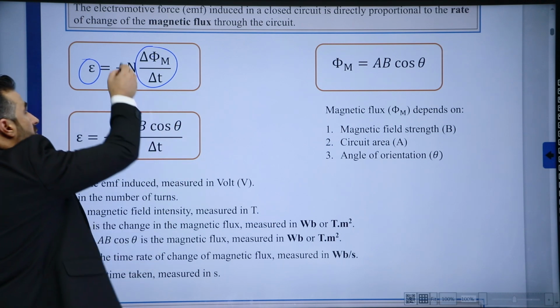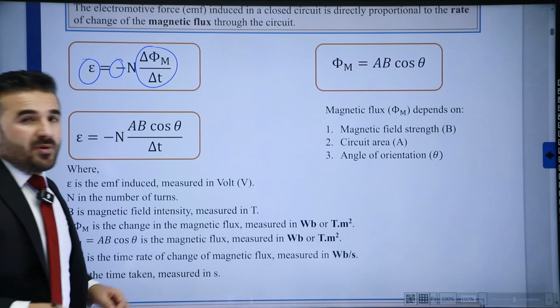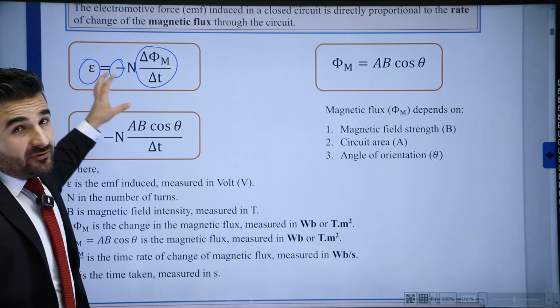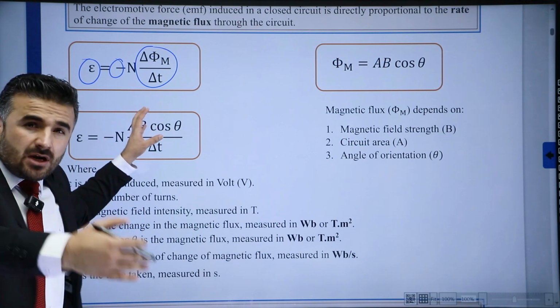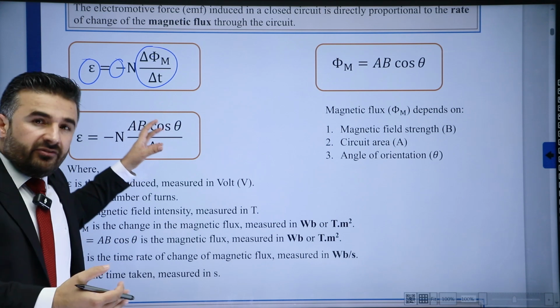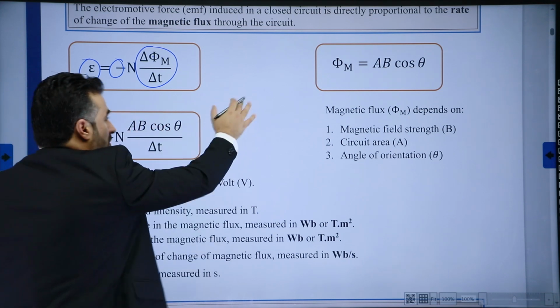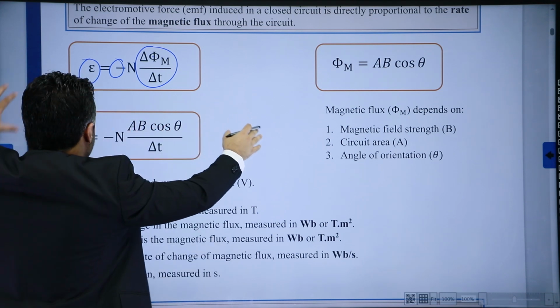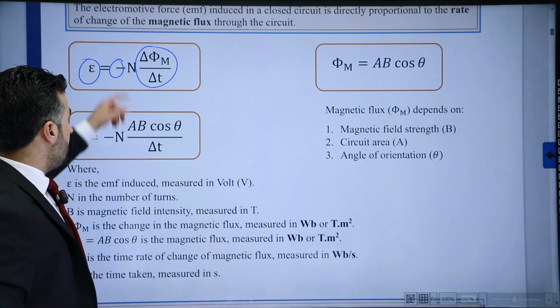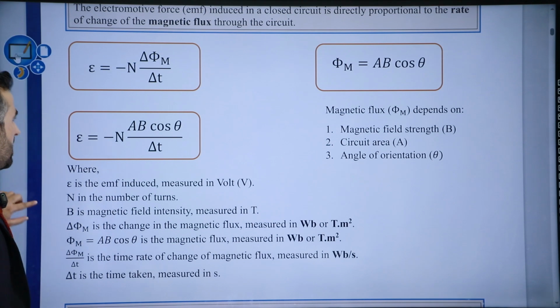And you might wonder, what about this negative sign? Remember that this electromotive force that is induced produces a current. This current induces a magnetic field. So this magnetic field that is induced is going to oppose the change of the magnetic field that created it. So this negative sign represents that.